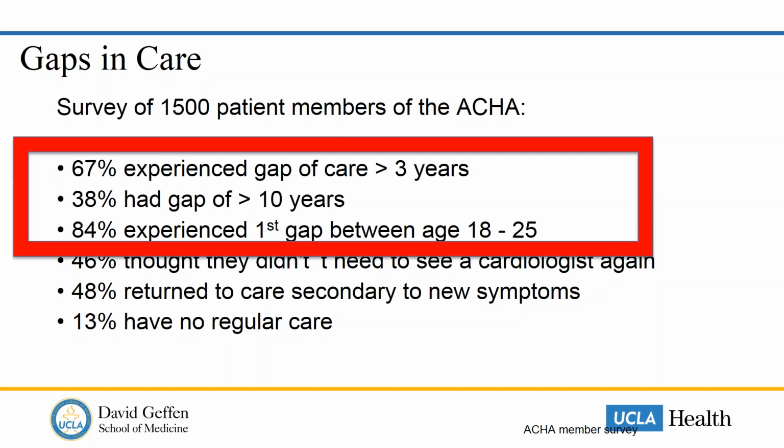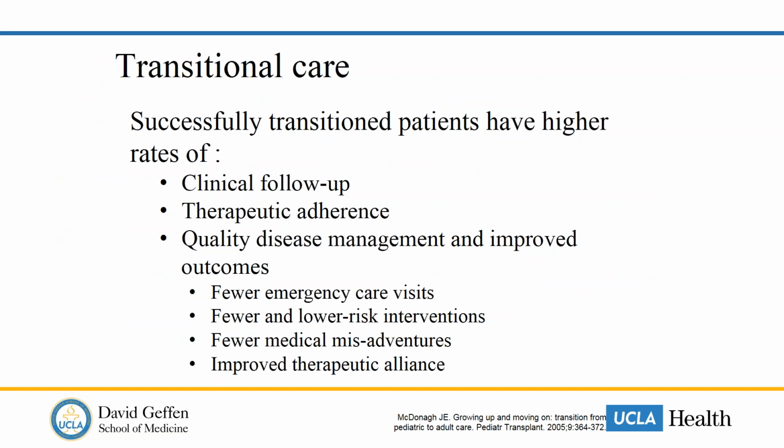And still, of people who were involved in this very great organization, 13% of them had no regular care. So as a medical field, we're really not succeeding in a lot of ways. We're not succeeding in educating people about the need for lifelong care, about the importance of taking care of themselves, and also not recognizing that during vulnerable periods of our lives we're more likely to fall out of care.